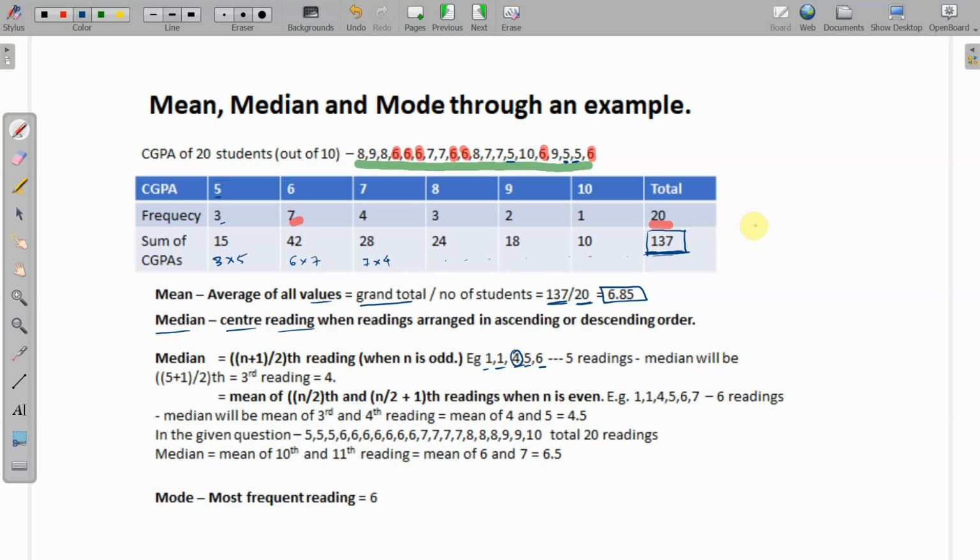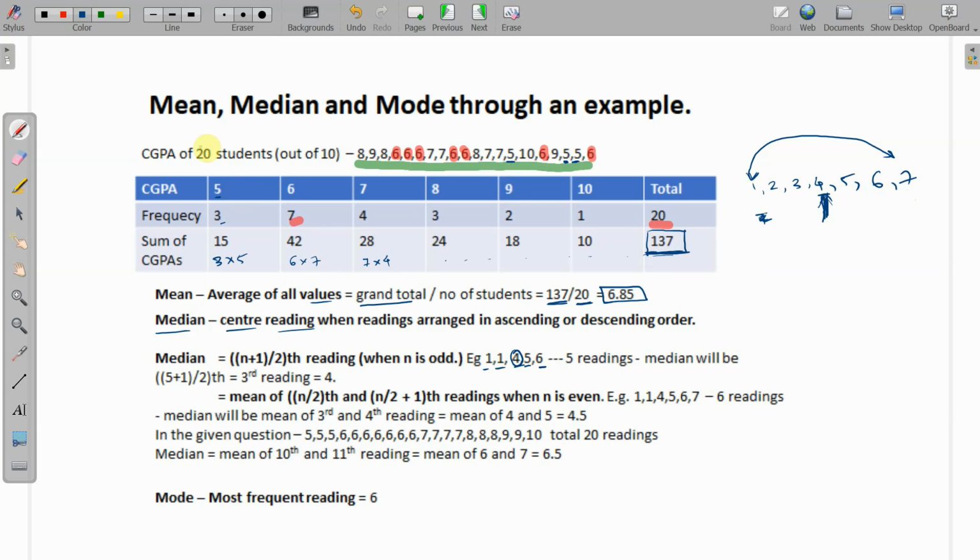For example, if I have 7 numbers, 1, 2, 3, 4, 5, 6 and 7, the center number would be the 4th number. How do you get to the center? You can take the average of the first and the last. First 1 plus 7 is 8, divided by 2 is 4. So that way you get the center reading as the 4th.